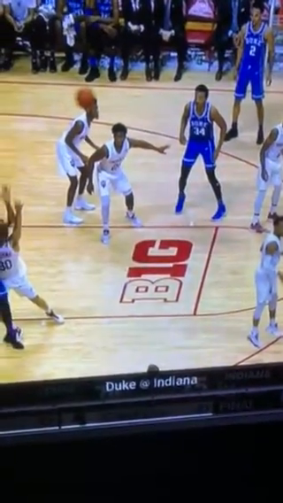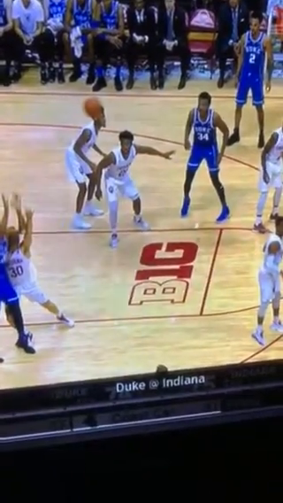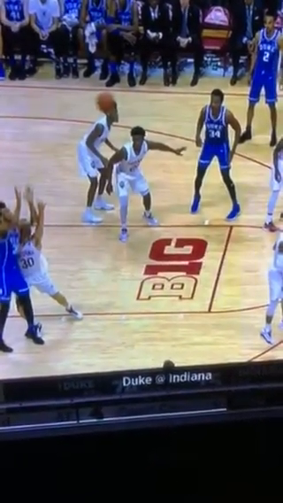Well, we've got a really good game going between Indiana and Duke at Indiana. Let's talk about this traveling move. This is so obvious and easy. I just don't understand why we're not getting this.